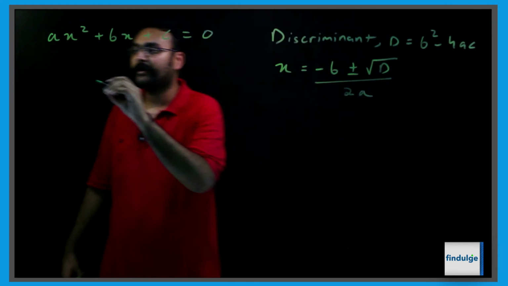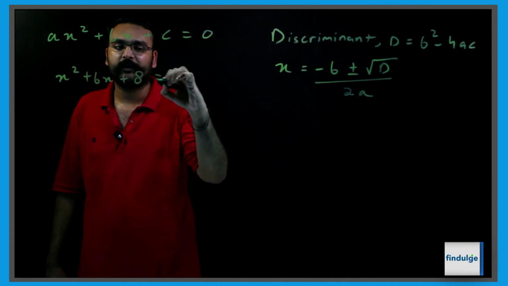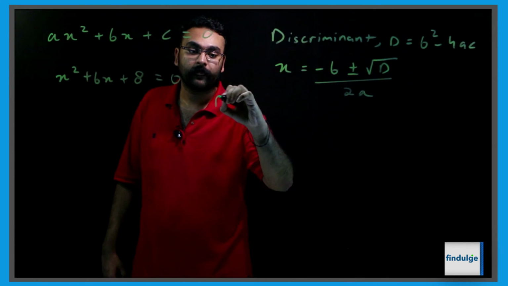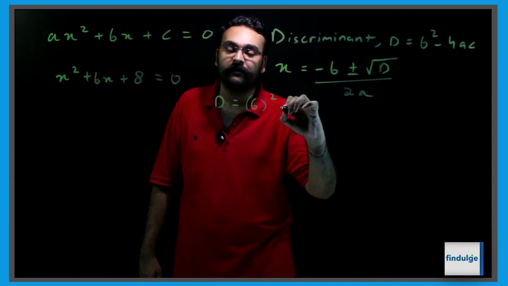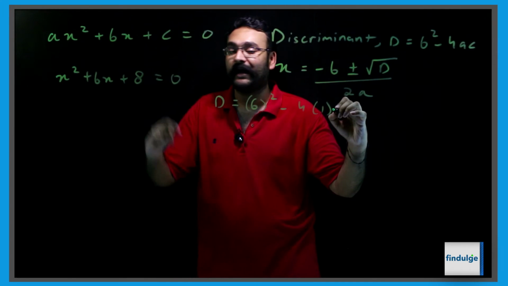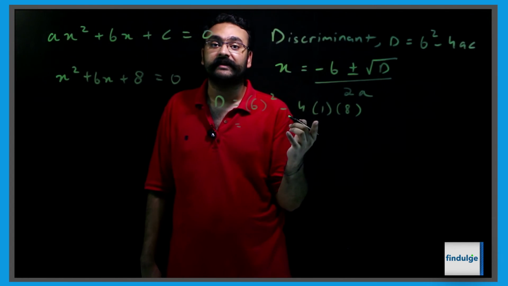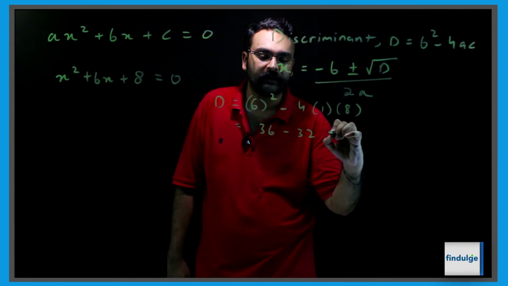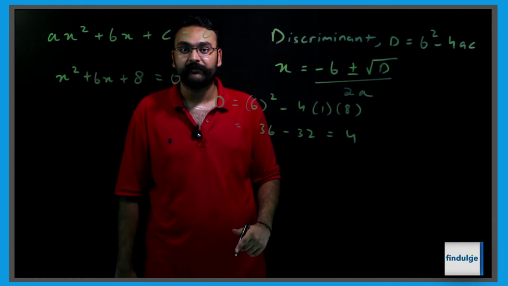So using our same equation, x squared plus 6x plus 8 equal to 0, here b is 6. My discriminant is b squared, which is 6 squared, minus 4 times a, which is 1, times c, which is 8. This is nothing but 6 squared, 36, minus 4 into 8, 32, equal to 4. This is my discriminant. It is a positive number.